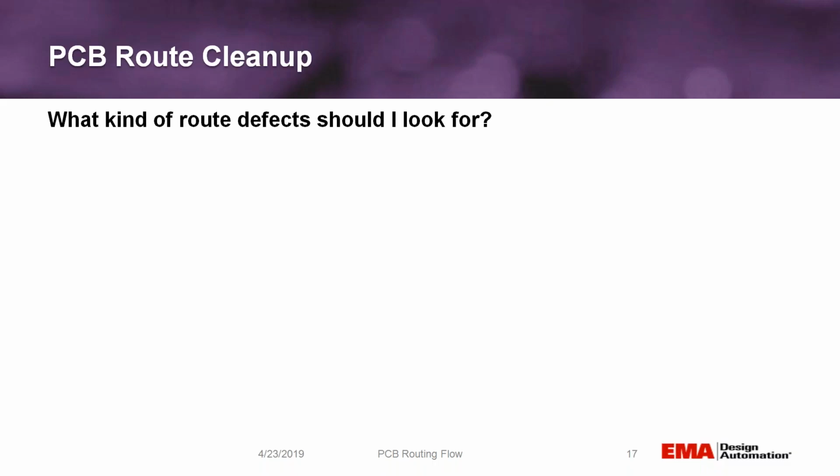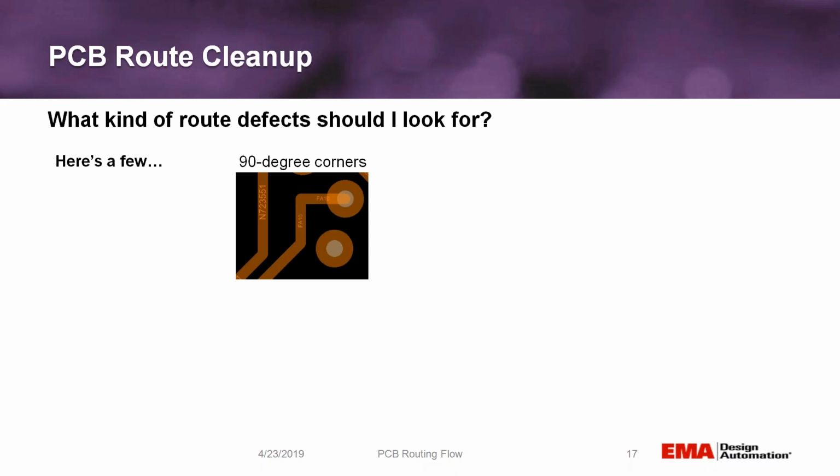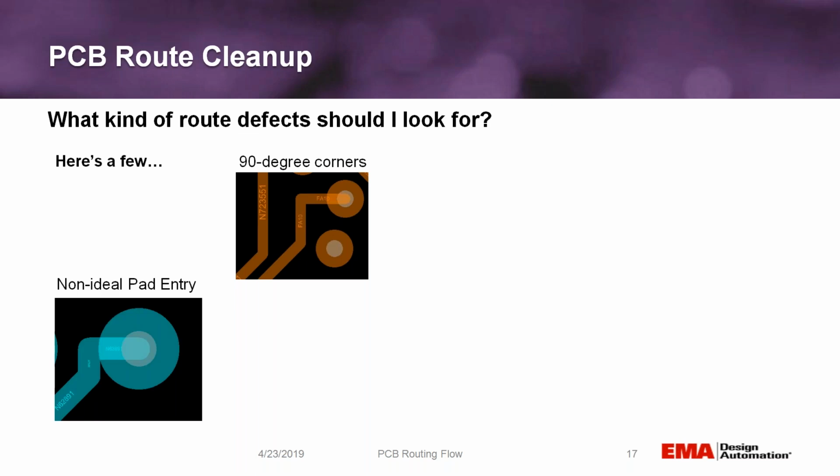So what kind of route defects are there after I route the board? What kind of things should I look for in the cleanup phase? So here's a few. 90-degree corners, we would not want those because they become acid traps. And at the board shop, what will happen is you'll get etchant trapped in this 90-degree corner, and that will cause reliability issues because the etchant never gets completely cleaned away.